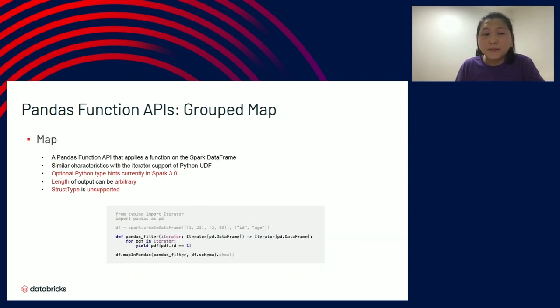The second one is the map Pandas function. This is also introduced in Apache Spark 3.0. It is similar to mapPartitions in RDD APIs, so you can transform your Spark data frame by using a Pandas data frame. It shares the same characteristics as the iterator version of Pandas UDFs, but one difference is that it doesn't have the length limitation. So you can return an arbitrary length of output.